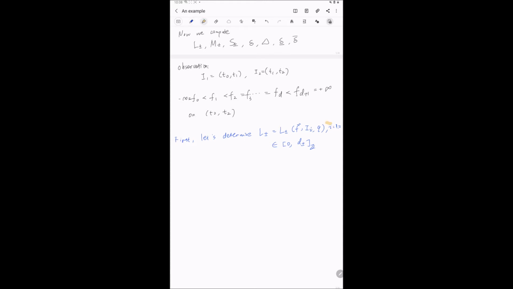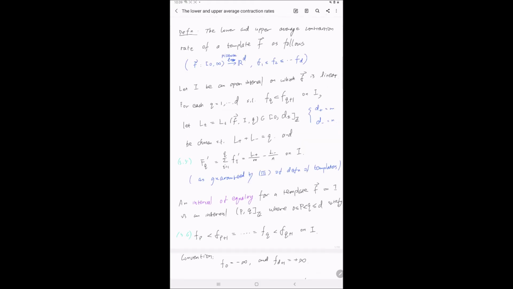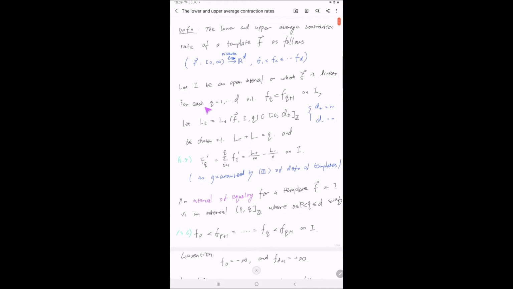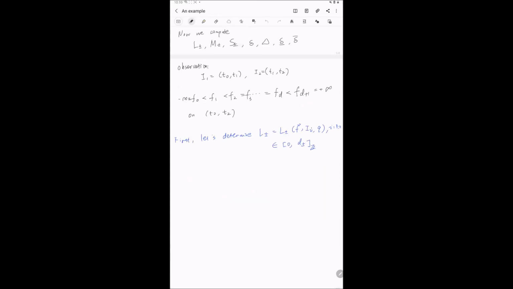And now we need to determine what q we can choose. Remember, in this definition, this q is an integer from 1 to d such that fq is strictly less than f(q+1) on some interval. So in our case here, q can be only chosen as 0, 1, or d by the inequality here. So now we divide and conquer.